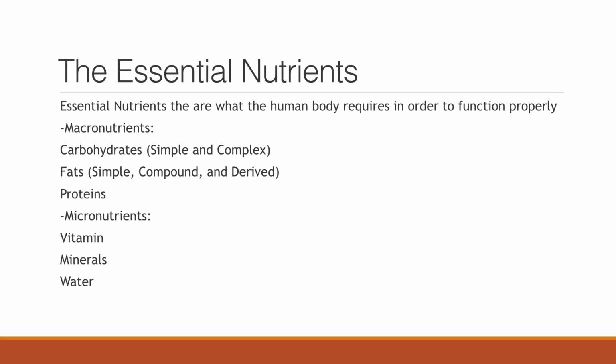Nutrition is based upon essential nutrients. An essential nutrient is what the human body requires in order to function properly. The essential nutrients can be broken down into macronutrients and micronutrients. The macronutrients consist of carbohydrates, fats, and proteins. Micronutrients include vitamins, minerals, and water.